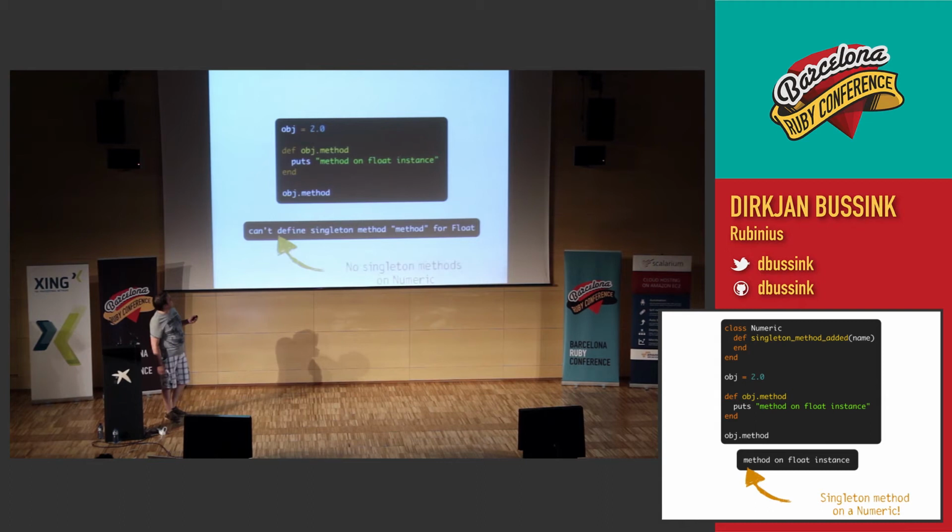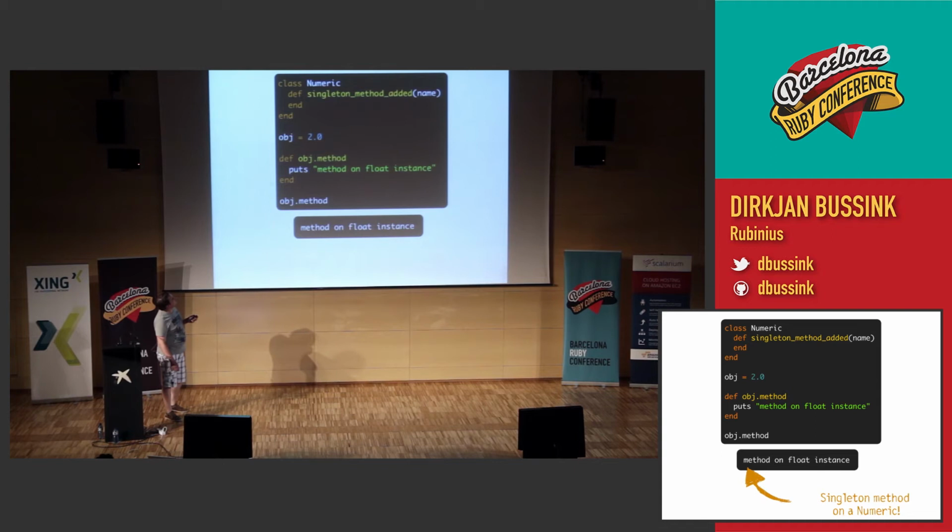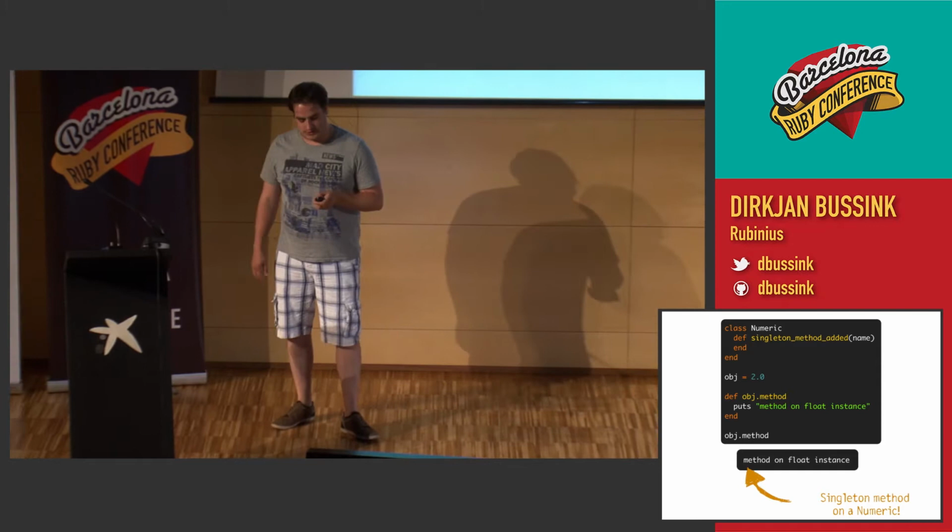Because of how this is implemented in Ruby, the default singleton_method_added method actually removes the method that was just added from the table, and then raises an exception. So that's what you can work around if you want in Ruby. On the other hand, it's the power of Ruby that we can do stuff like that. I don't advise doing this, but it's still strange. So yay, we have a singleton method on numeric.